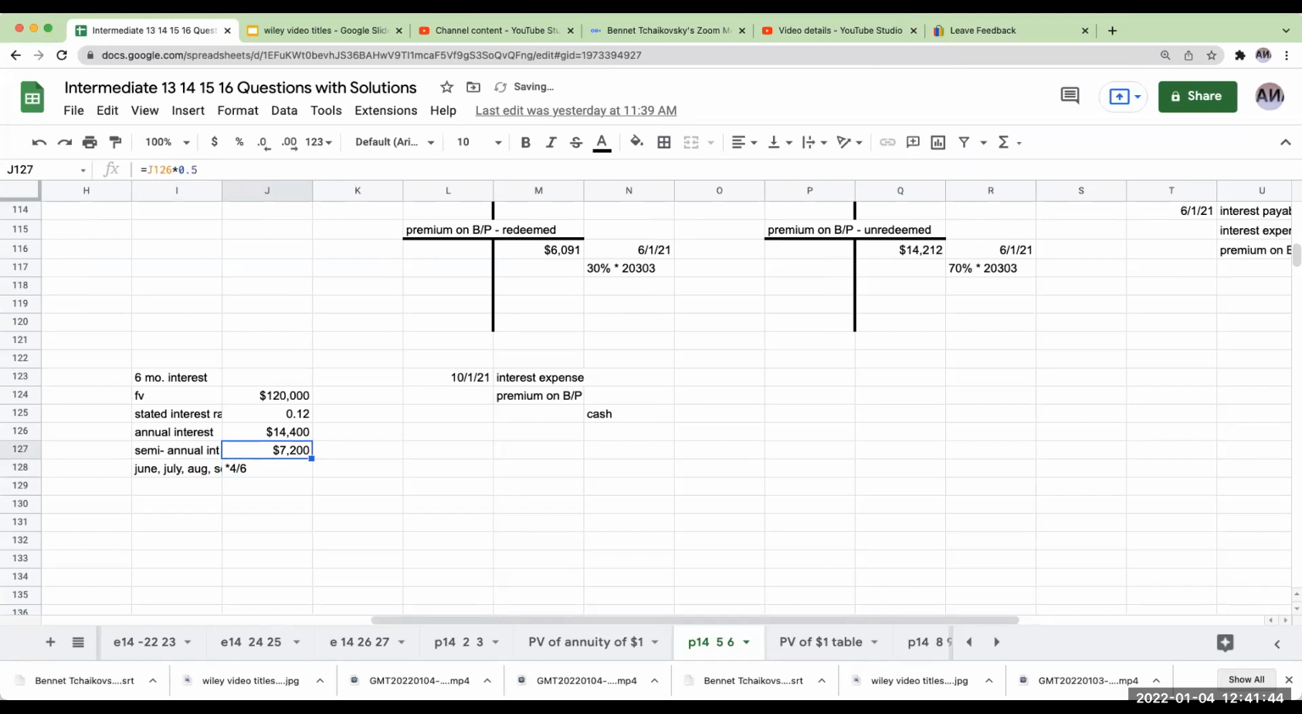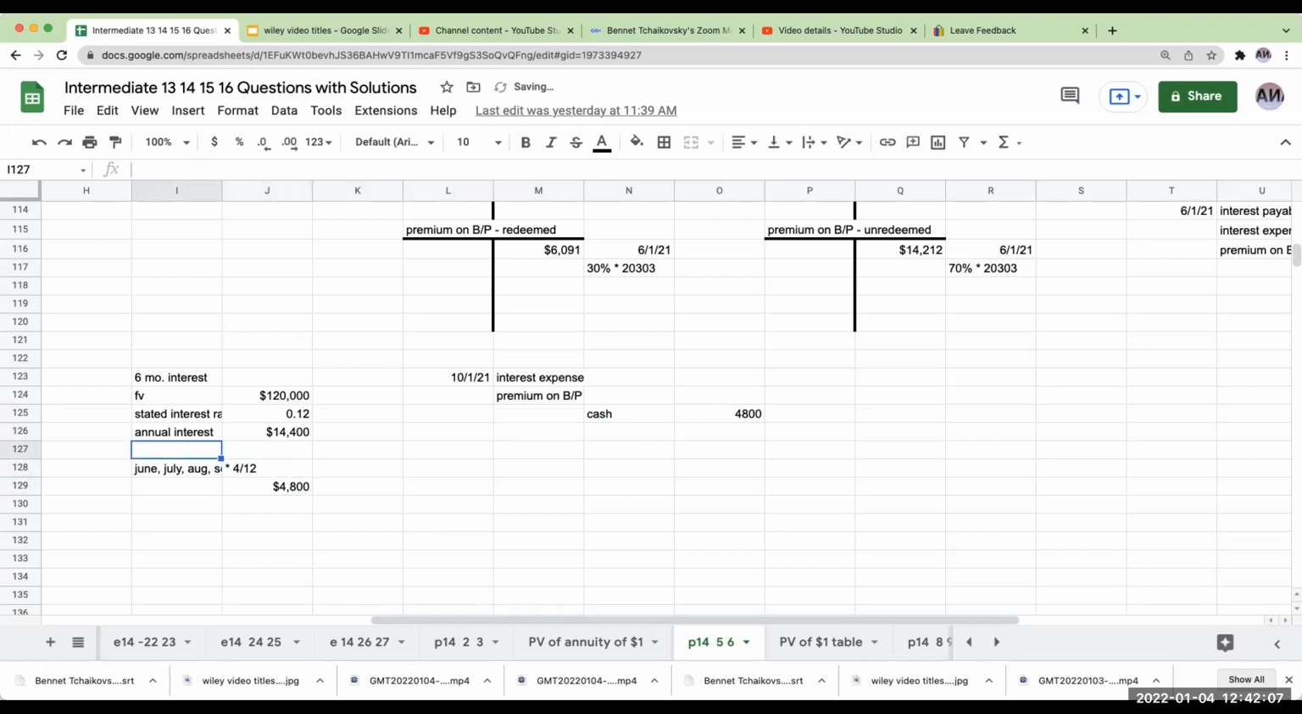You could also maybe even just skip this step. I've got 4 months. That's my annual amount. If I multiply this by 4/12, I get 4,800. Okay, so that's going to be the amount of cash that I'm going to be paying out. So the cash I pay out is 4,800.